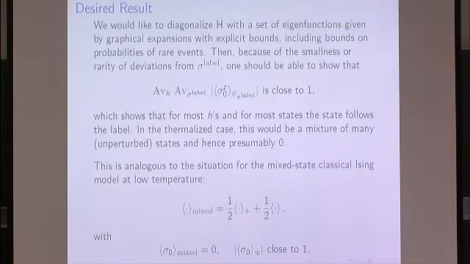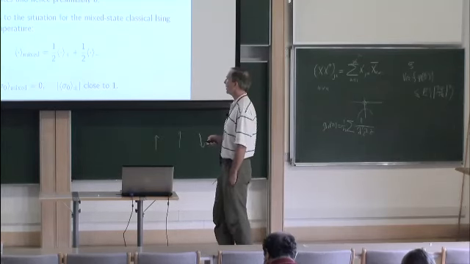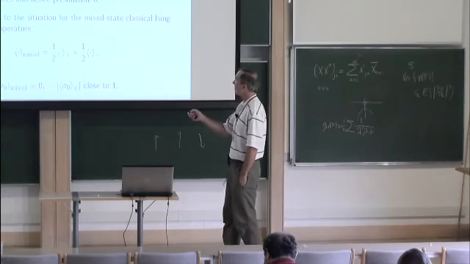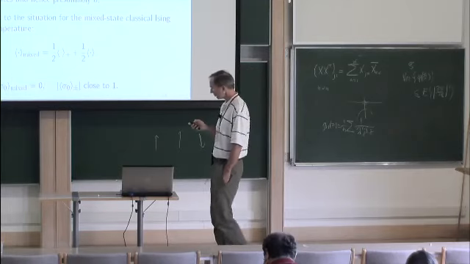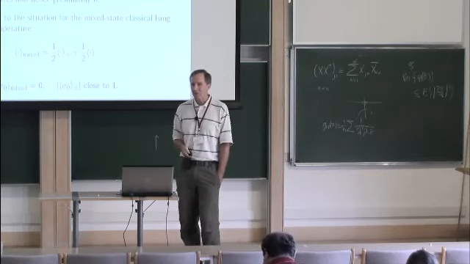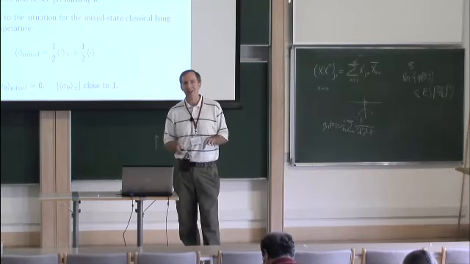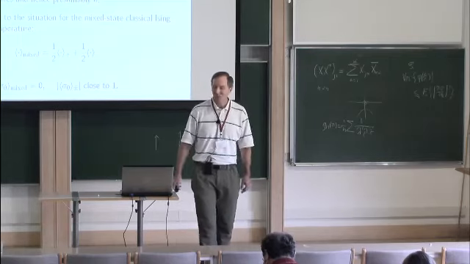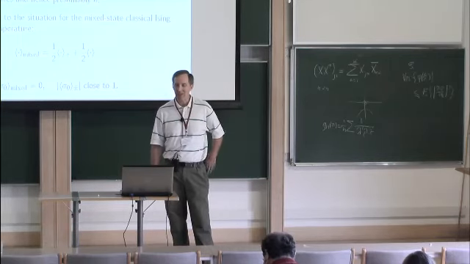Whereas the more common situation in many-body quantum mechanics problems is to have this thermalized situation where you have a mixture of all kinds of different states, which would lead to vanishing of the expectation, or the average of all these things. Okay, so there's your five minutes I've allocated to explaining this idea.